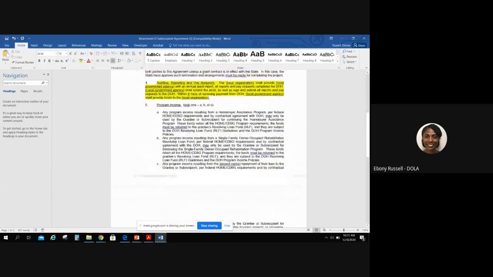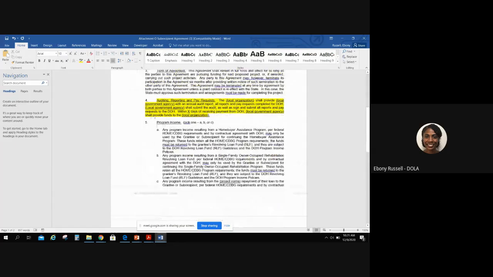The main question that I get here is this clause 4 right here. And clause 4 states that the city is responsible for reporting, because that's who we contract with. And so they will be submitting all the payment requests. They will be turning in all of the quarterly reports and the closeout documents and things like that.